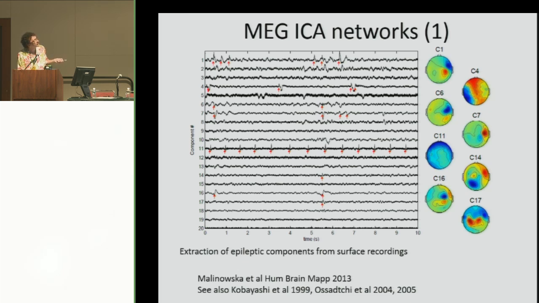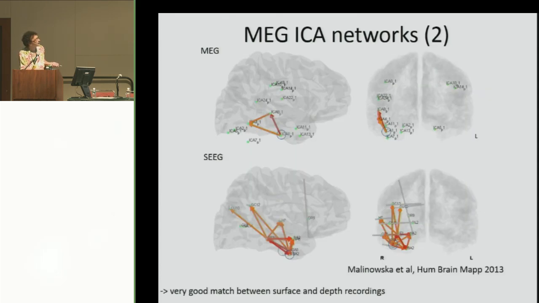And then we studied the interaction between these components. You see that sometimes there is a spike only in one component, sometimes it propagates and interacts with the other components. So there is actually a network of activity visible in these discharges. And this is the work of Ursula Malinowska. We did a 3D representation of the networks that were extracted from the surface. So this is a non-invasive extraction of networks based on ICA.